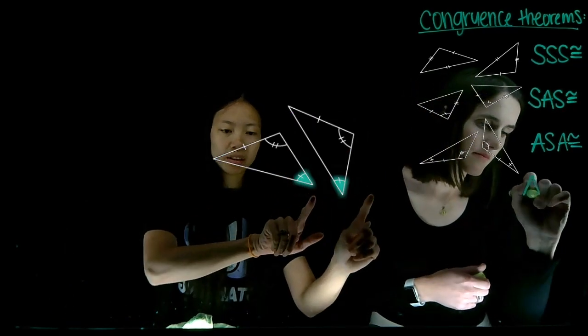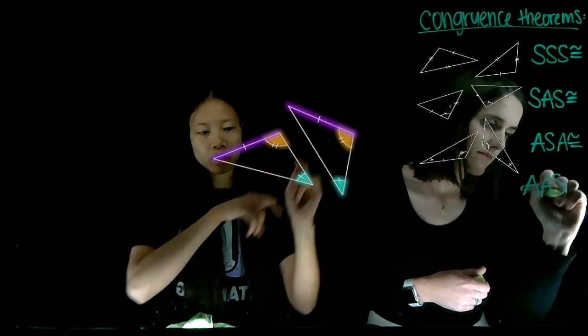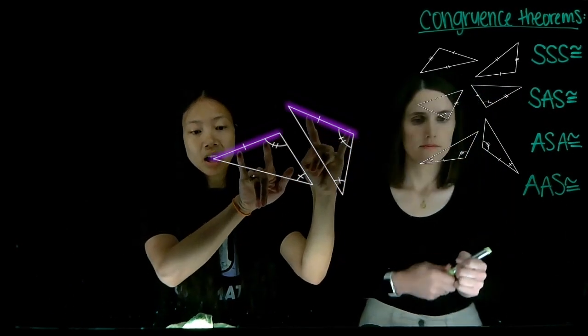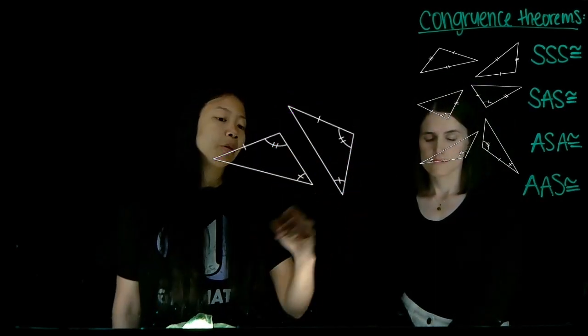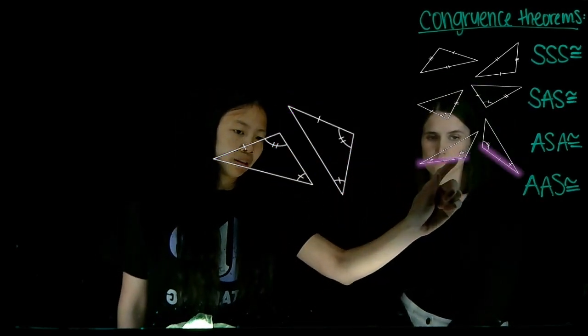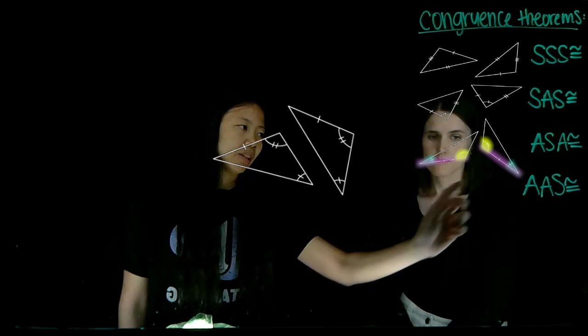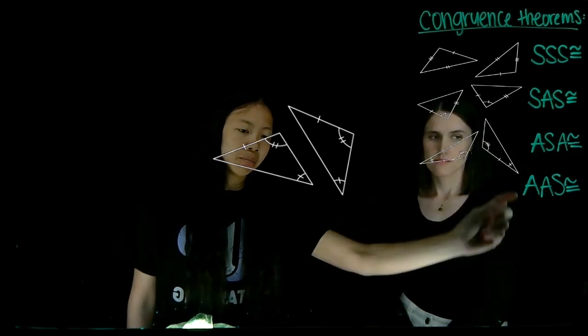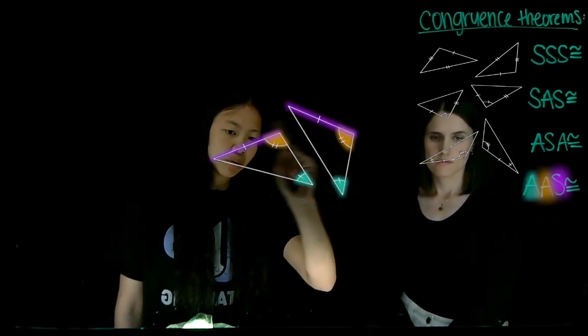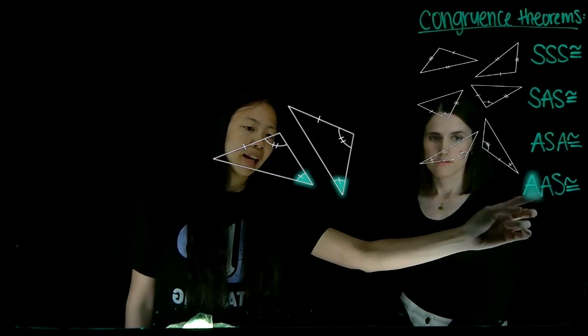Because we have a pair of angles, and a pair of sides that correspond, but the side is not in between the two angles like it was on the last example we showed you where the side is in between the two angles, and so that's why the S is in between the two A's. But in this case, because the side is outside of the two angles, that's why we write it as AAS.